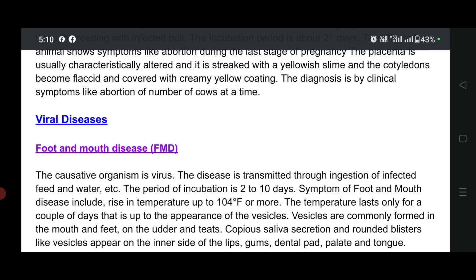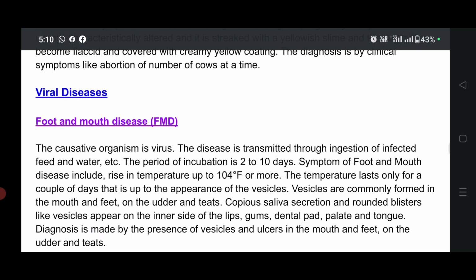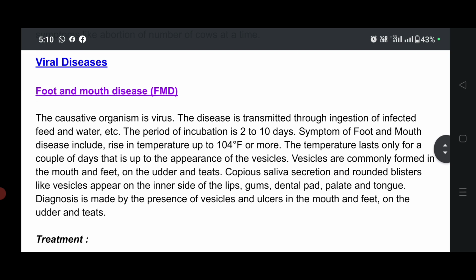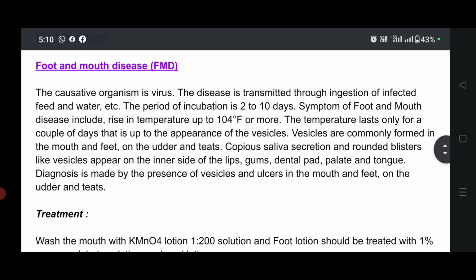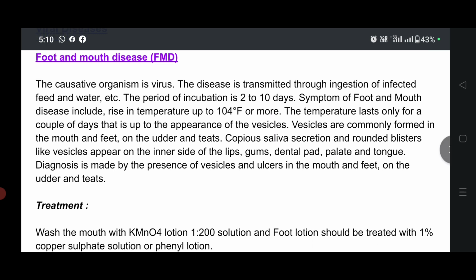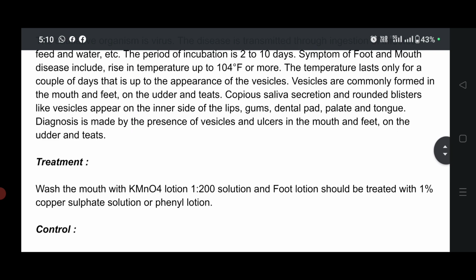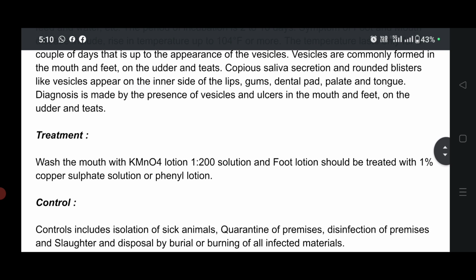Vesicles are commonly formed in the mouth and feet, on the udder and teats. Copious saliva secretion and rounded blister-like vesicles appear on the inner side of the lips, gums, dental pad, palate and tongue. Diagnosis is made by the presence of vesicles and ulcers in the mouth and feet, on the udder and teats. Treatment: wash the mouth with KMnO4 lotion 1:200 solution, and the feet should be treated with 1% copper sulfate solution or phenyl lotion.